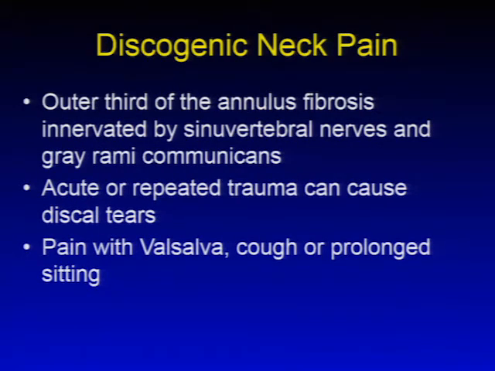Discogenic neck pain is separate from that prior cervical radicular pain. It is characterized by the outer third of the annulus fibrosis, and acute or repeated trauma can cause discal tears. The outer third of the annulus fibrosis is innervated by sinovertebral nerves and the gray rami communicans. Discogenic neck pain may occur with simple Valsalva maneuvers, such as a cough, or prolonged seated positions.